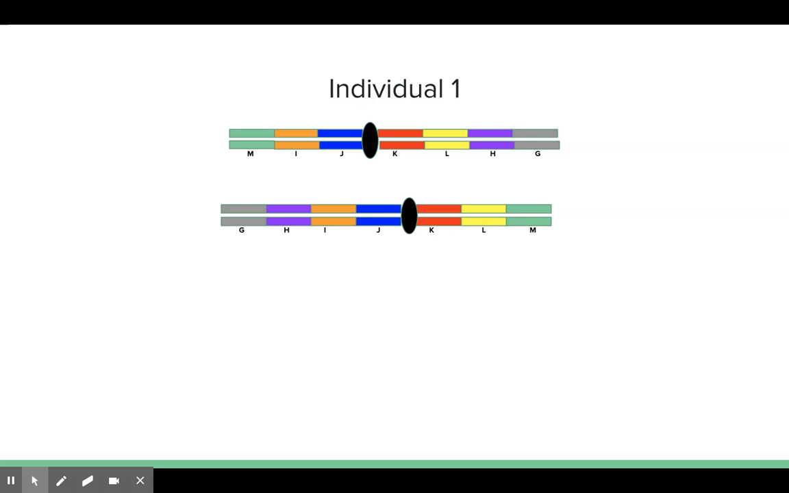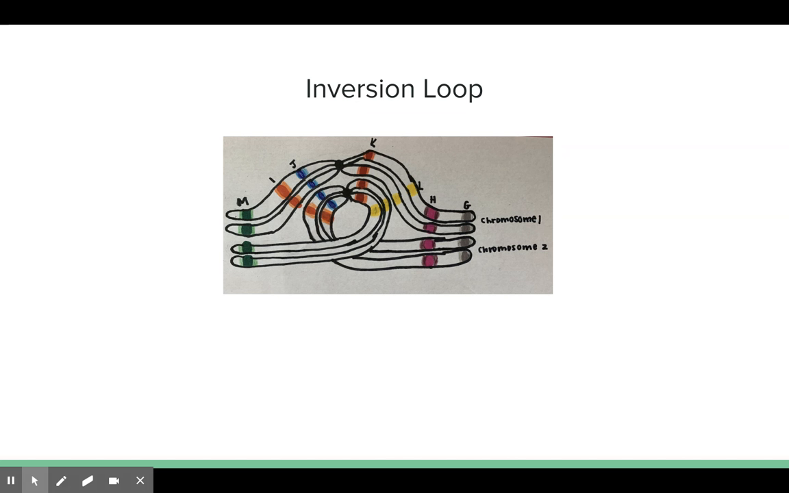As we can see, the regions I, J, K, and L are inverted on chromosome 2. This is a pericentric inversion because it involves the centromere. In order to make up for the inversion, a loop is formed to optimize pairing in our crossover.